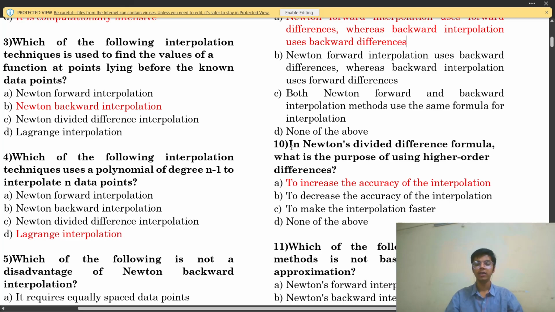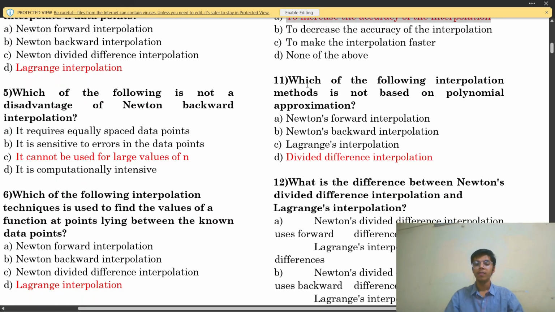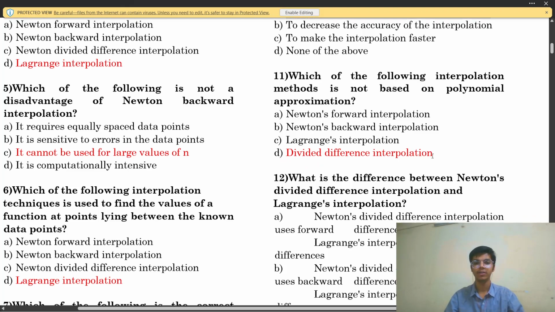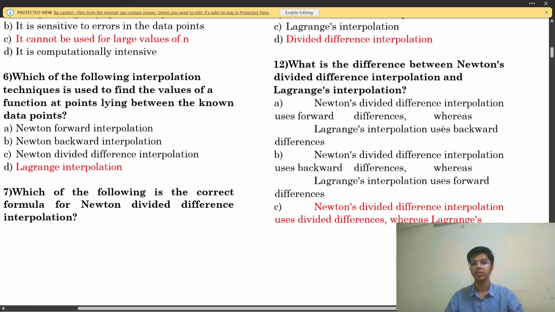Now in 10th question, in Newton's divided difference formula, what is the purpose of using high order difference? So why do we use high order difference? Because we use high order difference to increase the accuracy of the interpolation. So this is the correct answer of 10th question. Now, which of the following interpolation method is not based on polynomial approximation? So options are Newton's forward interpolation, second is Newton backward interpolation, third is Lagrange interpolation, and fourth is divided difference interpolation. So the correct answer is divided difference interpolation, which is not based on polynomial approximation.